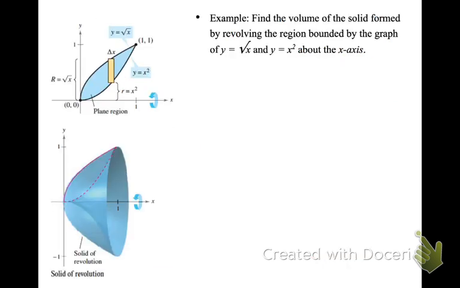Here's our example. The top picture is a cross section. And if I would rotate it about the x-axis, it would look like the picture on the bottom.